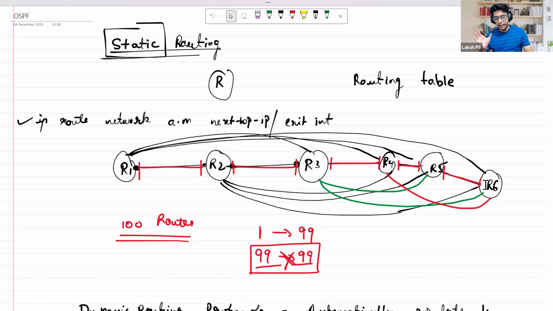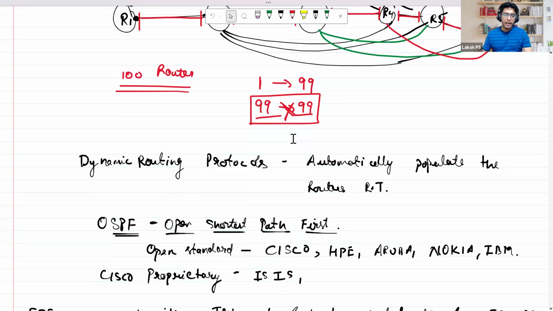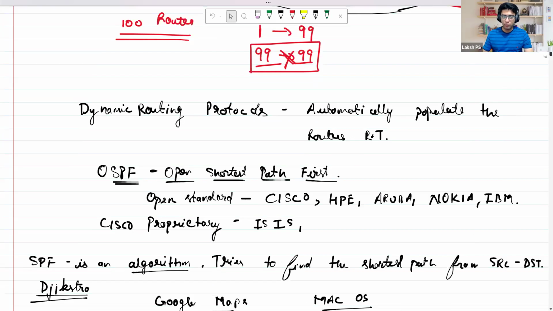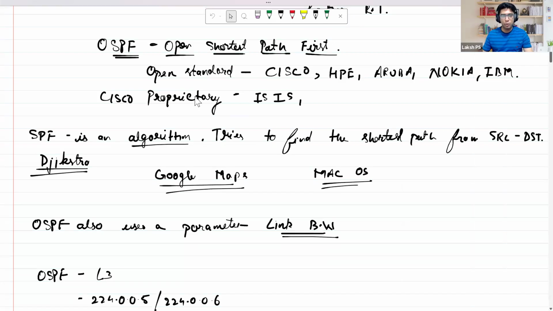So we thought, why not create protocols that make our work easier, automatically populate the router's routing table, and also help the router forward data. For that purpose, we created dynamic routing protocols. Dynamic means it automatically populates the router's routing table. One of the routing protocols we looked at yesterday was OSPF, or Open Shortest Path First.